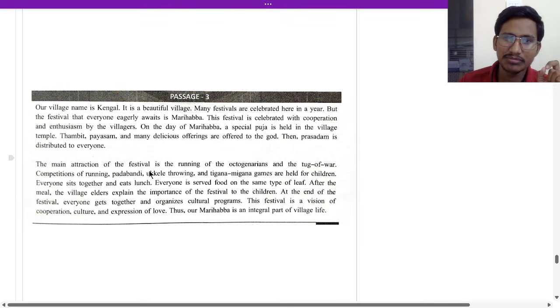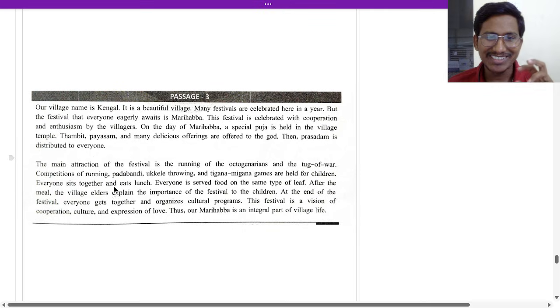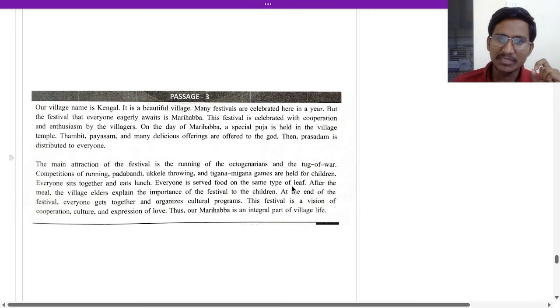The main attraction of the festival is the running and the tug of war. The competitions of running, padabandi, ukele, and throwing, and then tigana, migana games are held for children. Everyone sits together and eats lunch. Everyone is served food on the same type of leaf. After the meal, the village elders explain the importance of the festival to the children. At the end of the festival, everyone gets together and organizes a cultural program. This festival is a vision of cooperation, culture, and expression of love. Thus, our Mari Habba is an integral part of the village. That is the passage.